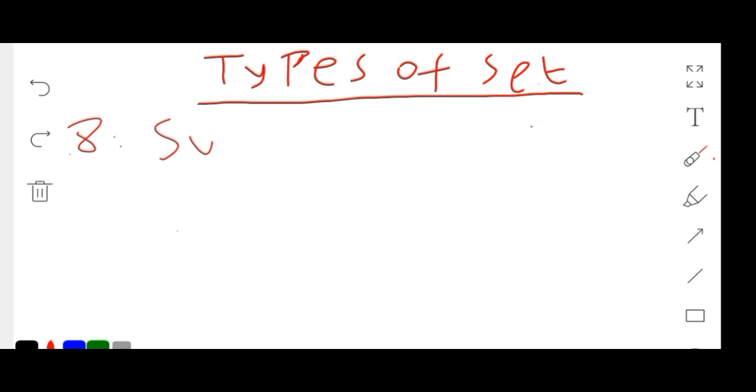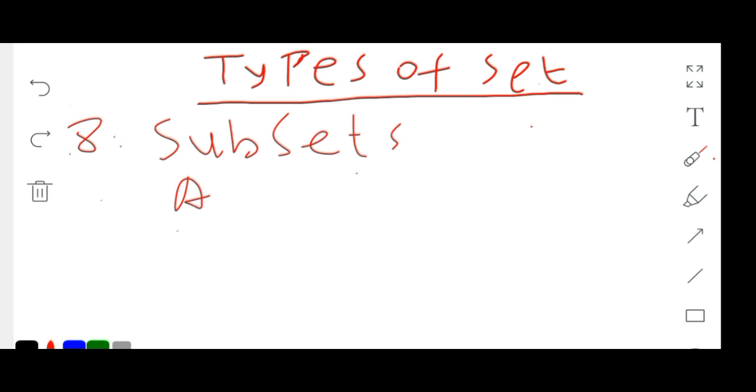Number 8 is subset. So this is also a type of set. A set is said to be a subset if the elements in A are also in B. Simple as that. If the elements in A are also in B, then we say it's a subset. What am I trying to say? Let me give you an example.